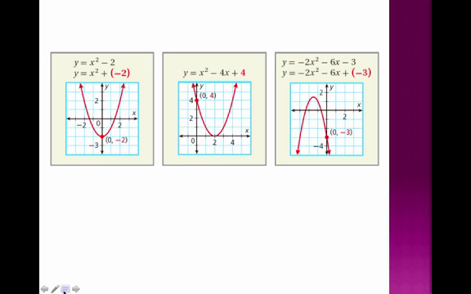So I've got this quadratic, y equals x squared minus 2, that negative 2 is my y-intercept, and notice my graph does cross the y-axis at negative 2. Here I've got a c of positive 4, so my intercept with the y-axis is at 4. Here I've got the c value of negative 3, and so my y-intercept is at negative 3.